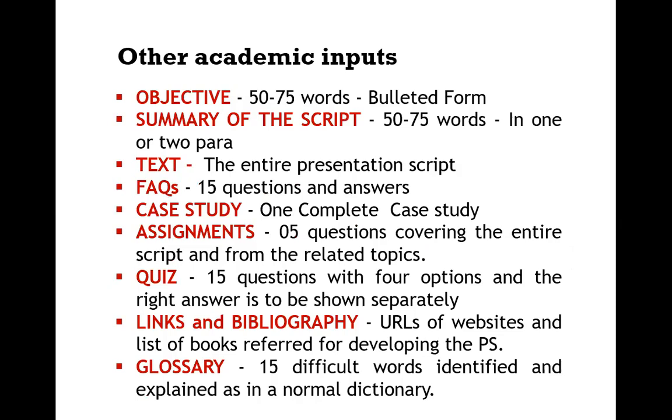Then, other academic inputs. You should have an objective. Whenever you are developing a course, what is the objective of the course? We need to write it in 50 to 75 words in bulleted form. Also the summary of the subject, the summary of the script, is very important: 50 to 75 words in one or two paragraphs.